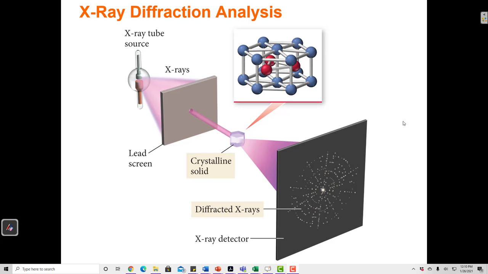In this video, I'm going to cover the properties of solids. The way that atoms are arranged in a solid can be discovered by using X-ray diffraction.